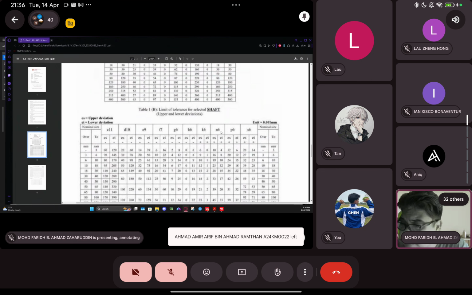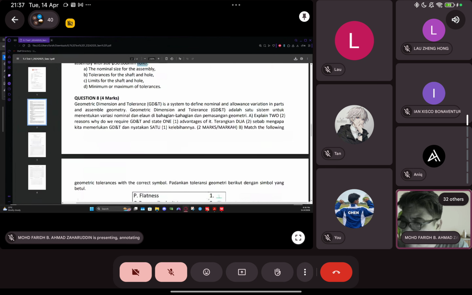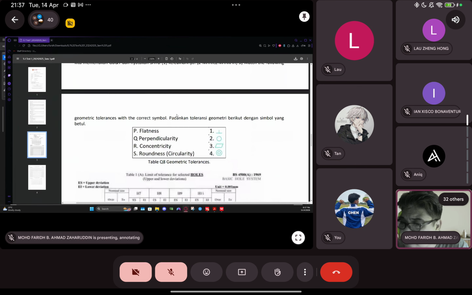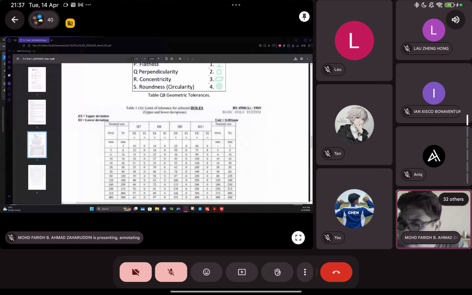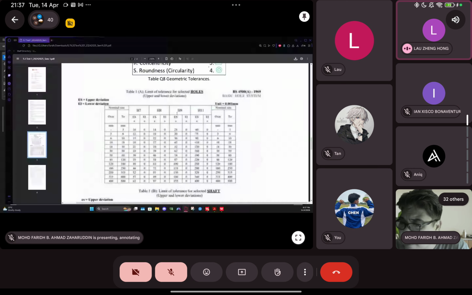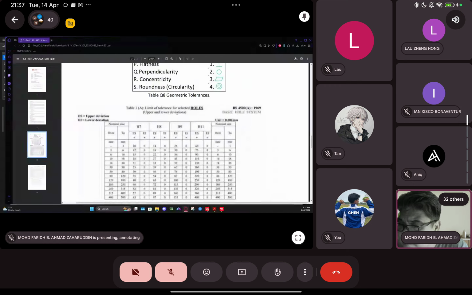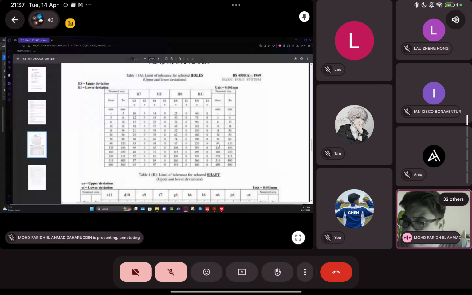N7. Oh, this is wrong. It's supposed to be... Doctor, the question mentioned shaft basis, right? If the capital alphabet is in front, is it hole basis, right? Yes, this is the shaft basis system. Yes, correct. That's why I want to check.